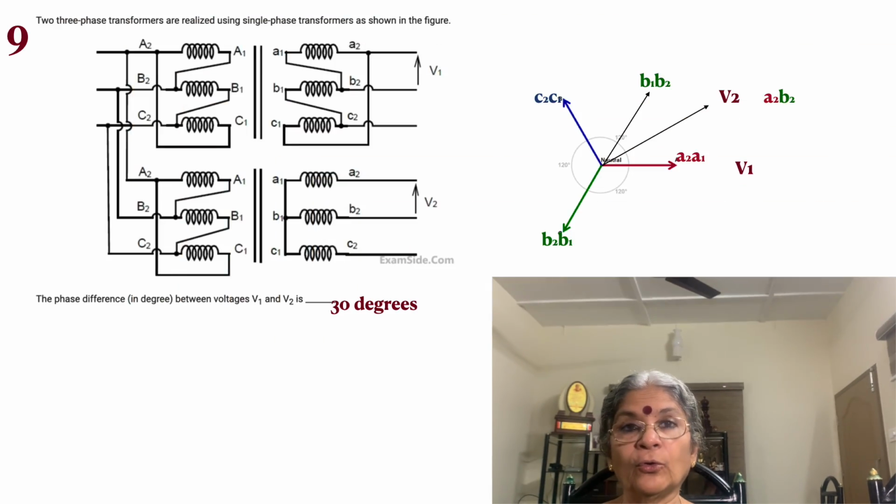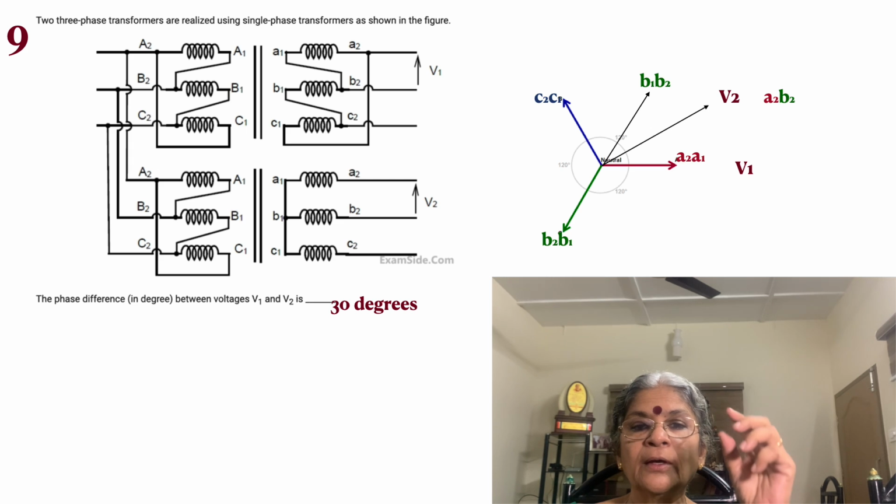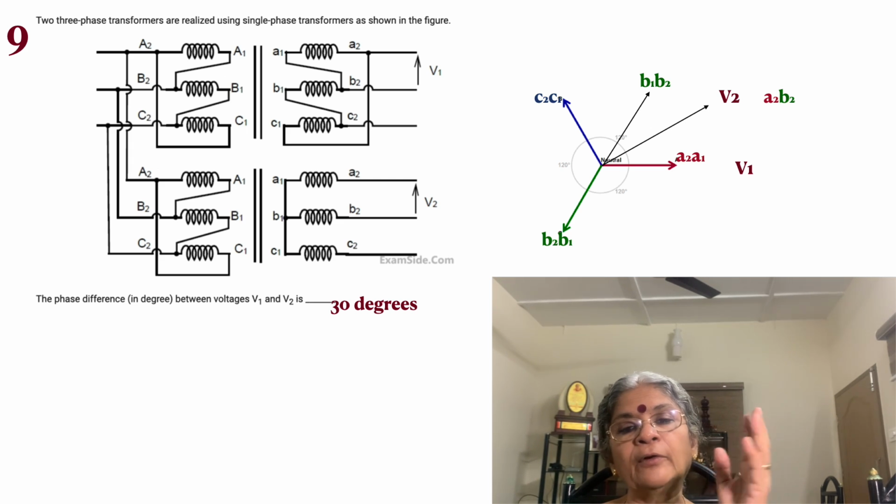I hope it's clear. So the ninth problem again looks a little confusing, but you'll have to follow the winding. How do you follow the winding? You first look at the primary only. Don't ever avoid the secondary, but just look at the primary first. What do you see? There are three phases, which are now delivered to both the windings.